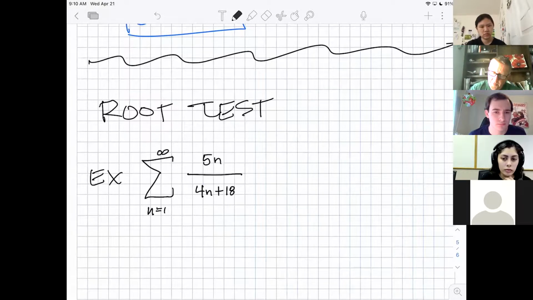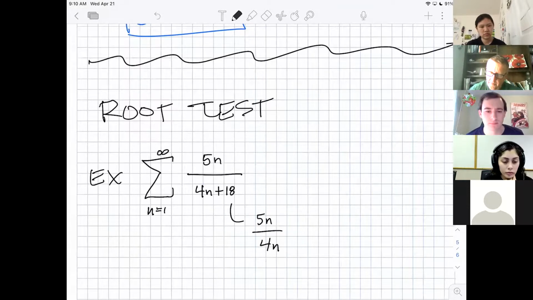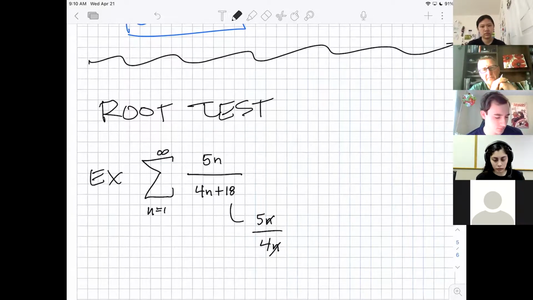To Ben's point, would you all agree that this thing pretty much behaves like this? In other words, we really don't care there's an 18 down there. We don't care if it was 18 million. We don't care if it's plus minus. Pretty much that thing behaves like that, right? Because the 18 is going to have not much value as soon as we get way out there. So if that's true and these cancel, that's what it's on its way to. In other words, these terms are on their way to 1.25.